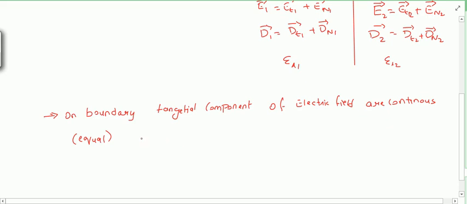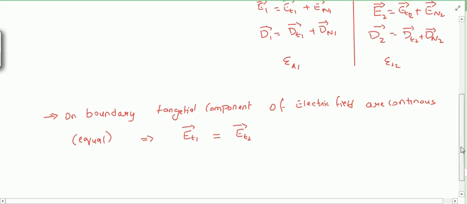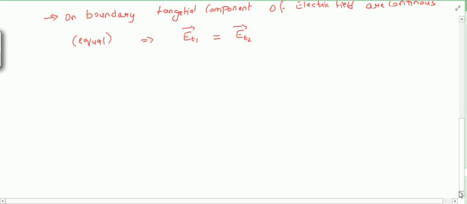So we can say that ET1, the tangential component of the medium 1 field, will be equal to ET2, the tangential component of the medium 2 field. So ET1 equals ET2. Obviously their magnitudes will also be equal because they are equal in vector form. So ET1 equals ET2 on the boundary surface.